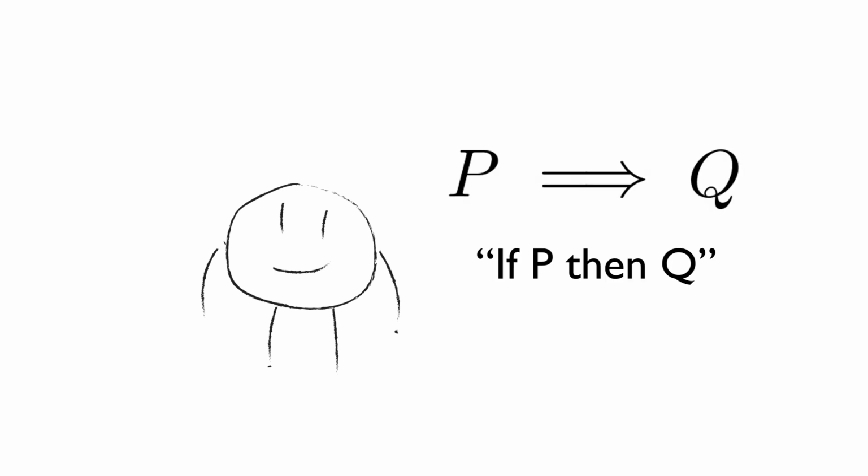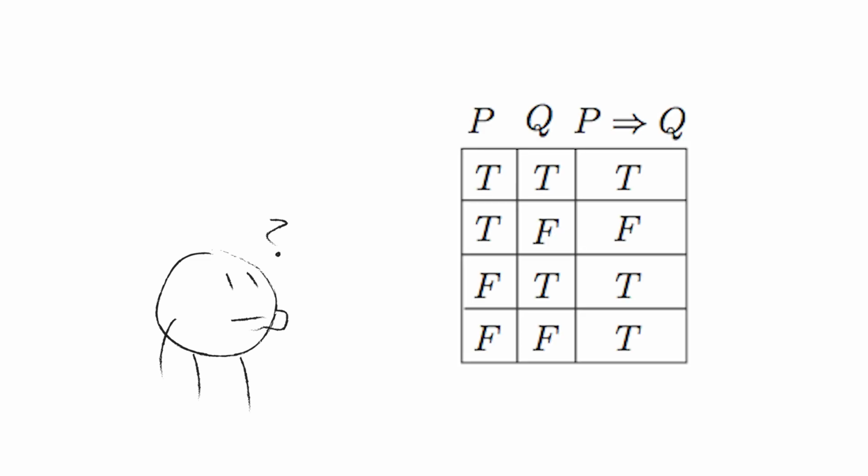Direct proofs are used to prove statements of the form P implies Q, or if P then Q. This is one of the most common methods of mathematical proofs. To understand how direct proofs work, let's take a look at the truth table for implication.